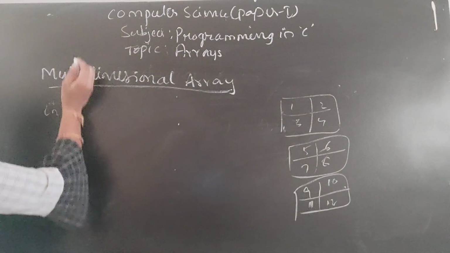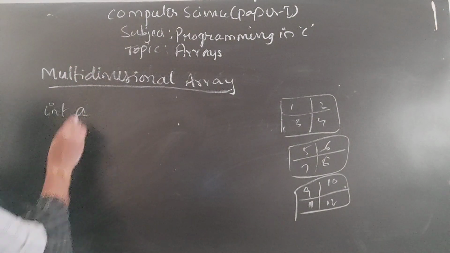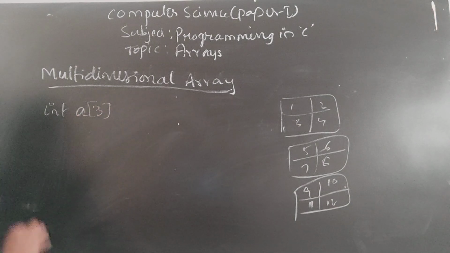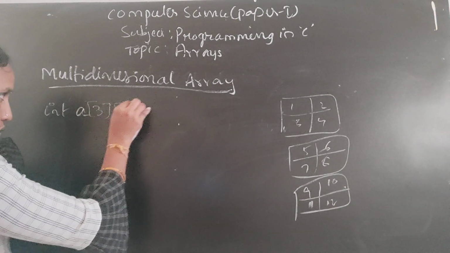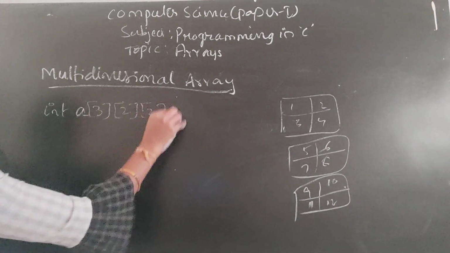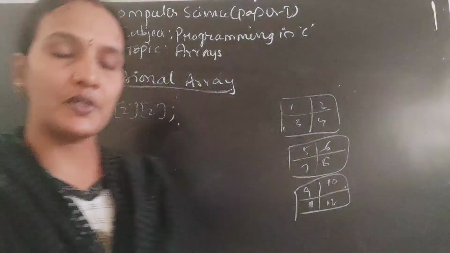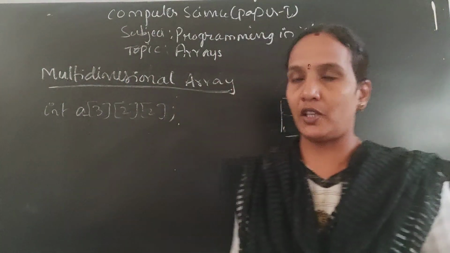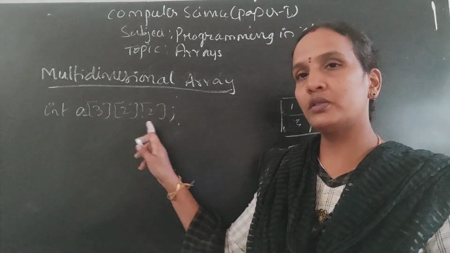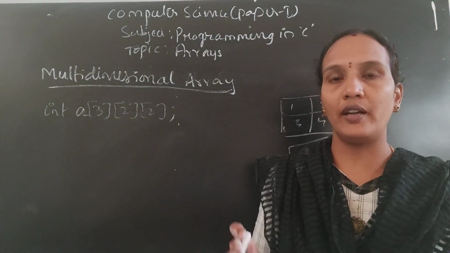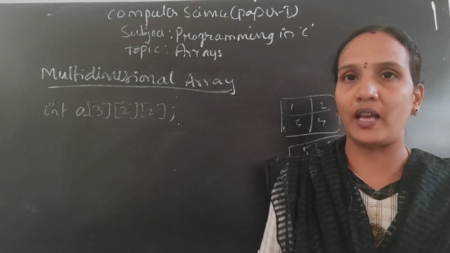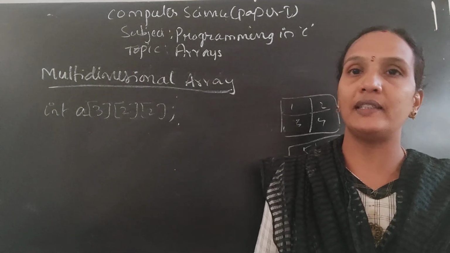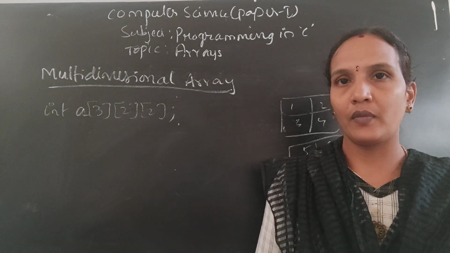int A[3][2][2]. If the name of the array is A, I want 3 tables which contain 2 rows, 2 columns. So here how many subscripts do you have? 3 subscripts: 1, 2, 3. So this is called more than 2 dimensions, and it is called a multi-dimensional array. Okay.